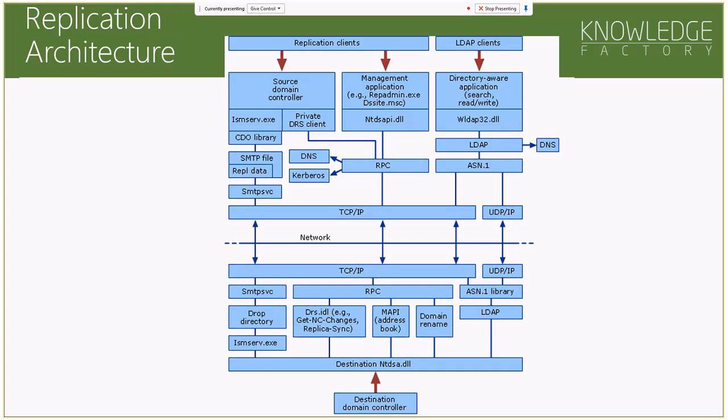The DRS, which is Directory Replication System, so the DRS client and server components interact to transfer and apply AD updates between domain controllers. When SMTP is used for the replication transport, ISM serve on the source domain DC uses the CDO. CDO is Collaborative Data Object, which is a library to build an SMTP file on disk with the replication data as the attached mail message. The message file is placed in a queue directory.